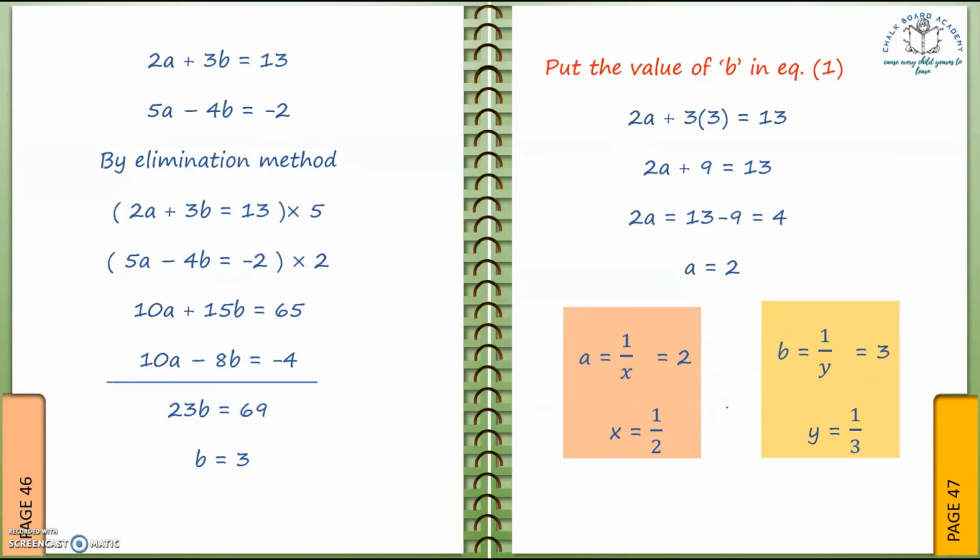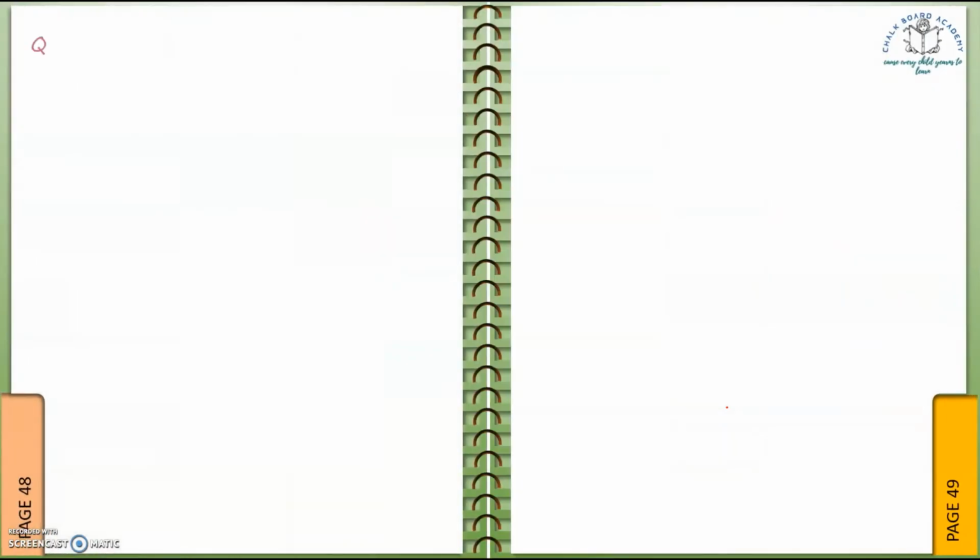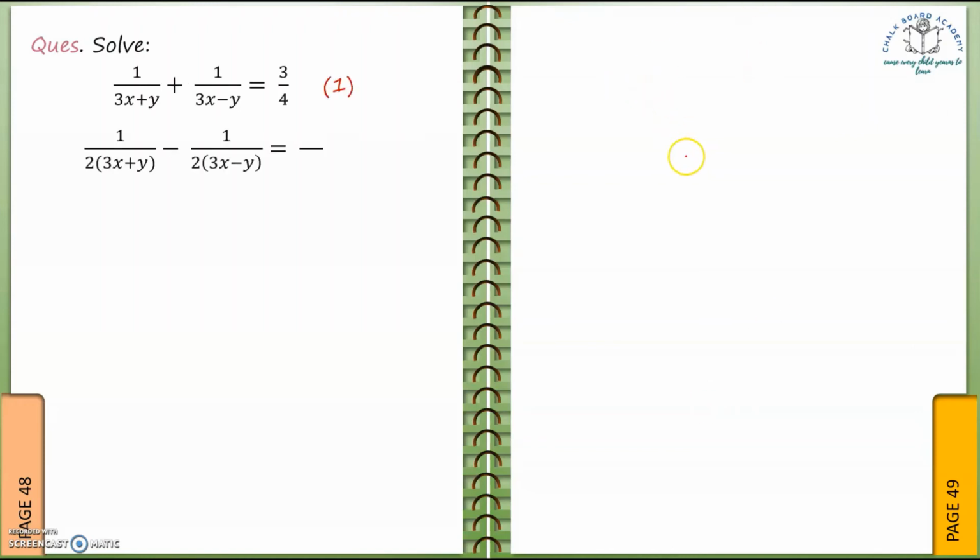So this was a pretty easy question. Now let's look into another example to understand this method clearly. So here we have these two equations. The first equation is 1/(3x+y) + 1/(3x-y) = 3/4, and the second equation is 1/2(3x+y) - 1/2(3x-y) = -1/8.